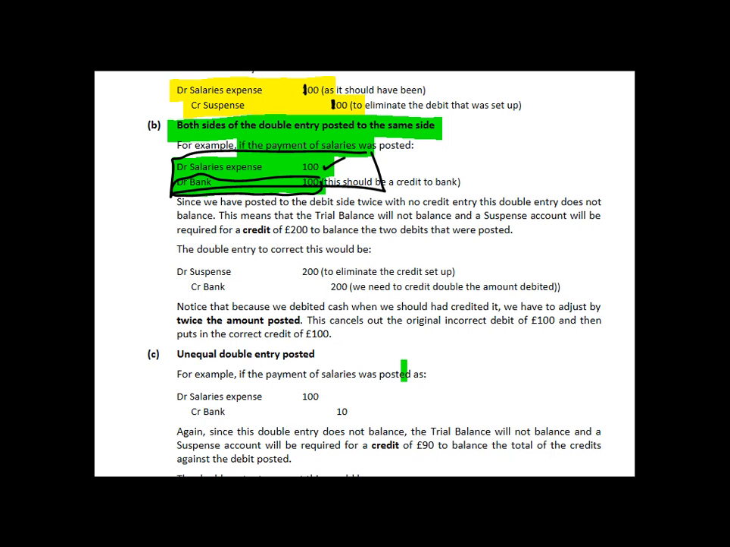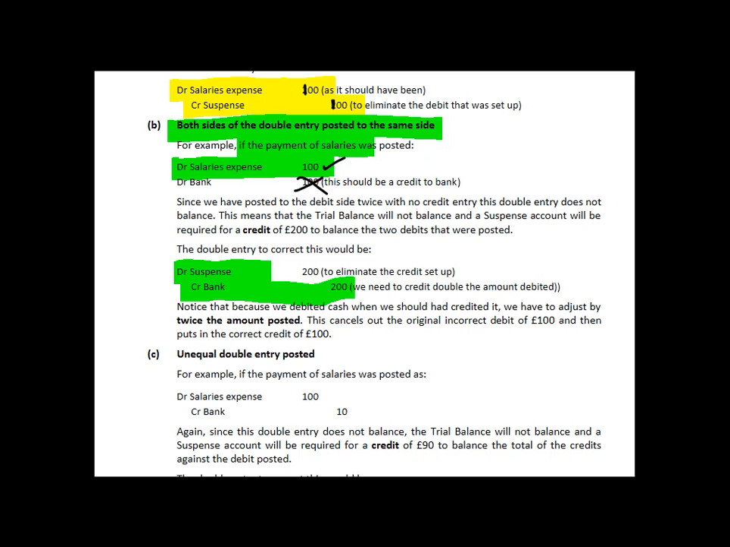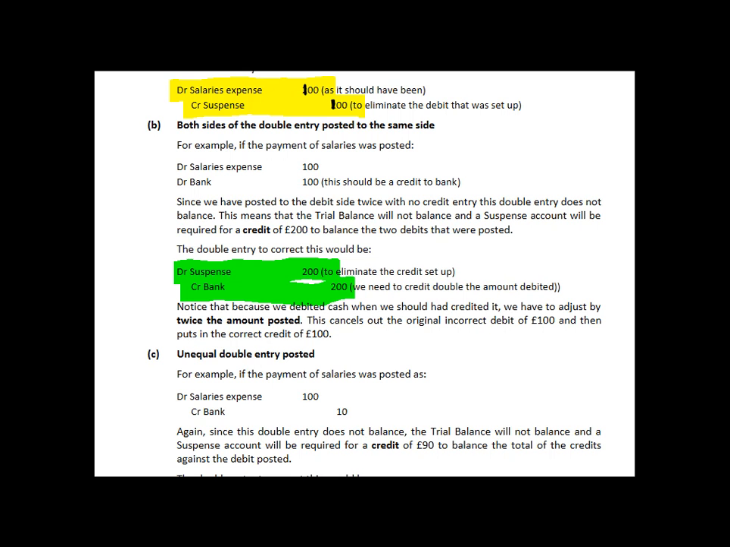So to correct this, I'm going to need to credit the bank by a total of 200, which cancels out the original debit we put in and then puts in a further credit of 100 that we should have done in the first place. So you can see why I need to post double the amount of the original entry: because the original entry was on the wrong side. So I need to credit the bank 200 and I would debit the suspense 200, which should clear the suspense account that was originally set up. And I know it's going to hit the suspense account because the original double entry did not balance. We only had items on the debit side. So a second error that will affect the suspense account is where both sides of the double entry are posted to the same side, so both posted to debit, or equally if they were both posted to credit.